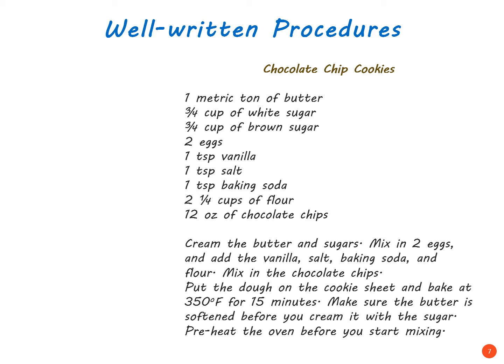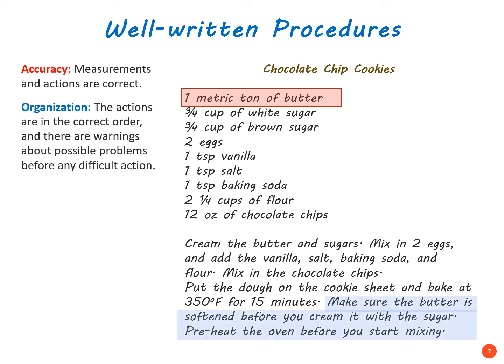Let's look at this procedure or recipe for making chocolate chip cookies. So for accuracy, we expect the measurements and actions to be correct. Do you think it makes sense for a family to have a metric ton of butter? That's probably not right. Organization means that the actions are listed in the correct order. Here, the steps I need to take first are written at the end of the procedure. That's not very helpful.